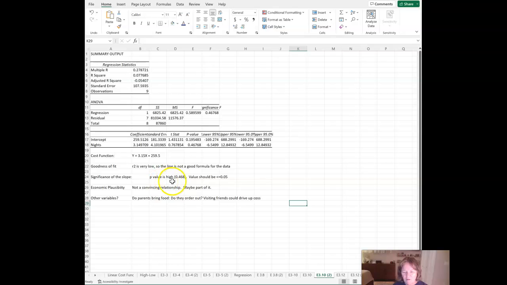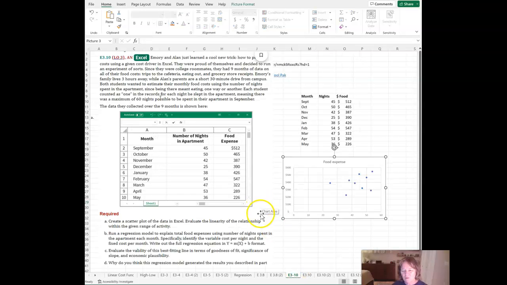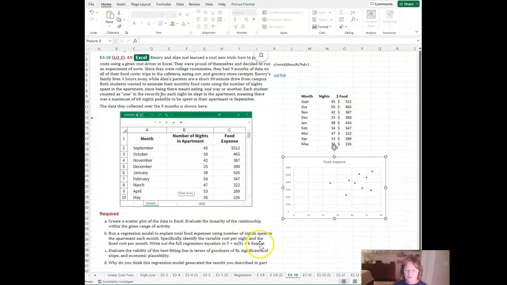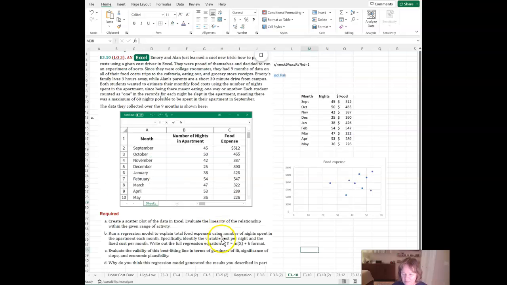Significance of the slope: the p-value is high, 0.46, and that value should be less than 0.05. Economic plausibility: not a convincing relationship. Maybe it's part of it. We have a TA who comes to the night section, he's a PhD student, and one thing he said is, of the months we're including here, December is a holiday, people are gone pretty early, but they still have 25 days. In May, they actually have 36 nights, but in May, people leave too. So I think it's just the relationship itself that doesn't make any sense. Okay, I think that's everything that you need for this.